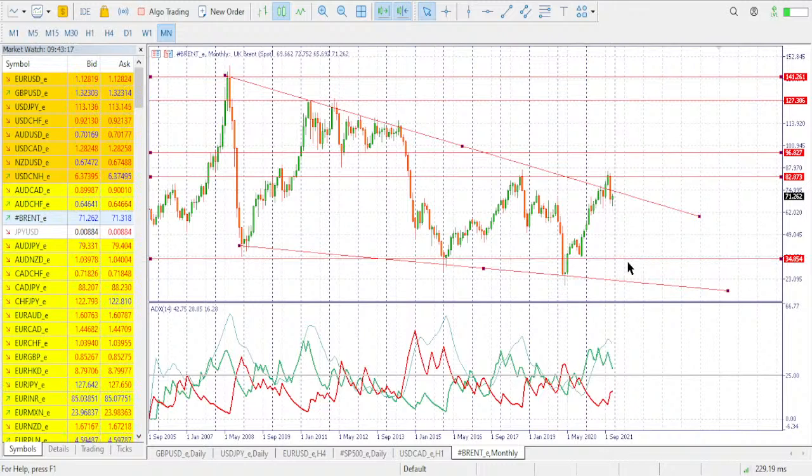And if the price goes below this point, then you may also sell it, but only up to this trend line here.